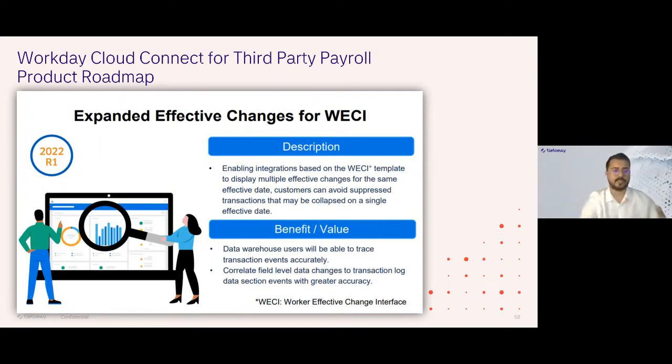We have something in Vici as well. So in Vici, enabling integration based on the Vici template to display multiple effective changes for the same effective date. Customer can avoid suppressed transactions that may be collapsed on a single effective date. And with that, data warehouse users will be able to trace the transaction events more accurately, thus increasing the efficiency of the whole system.